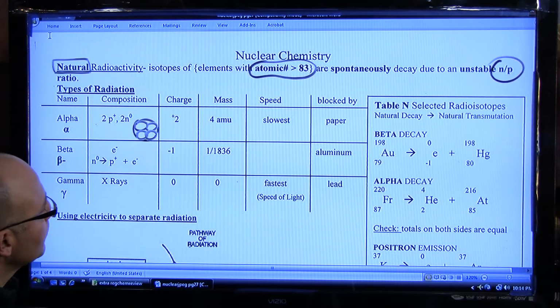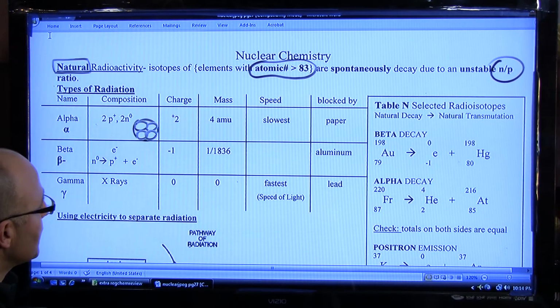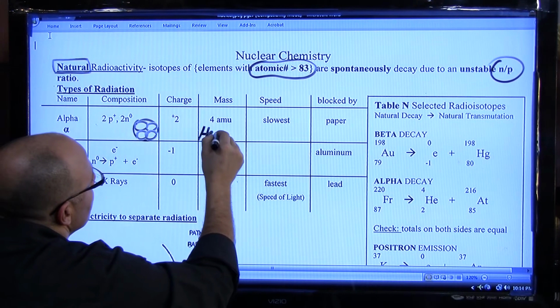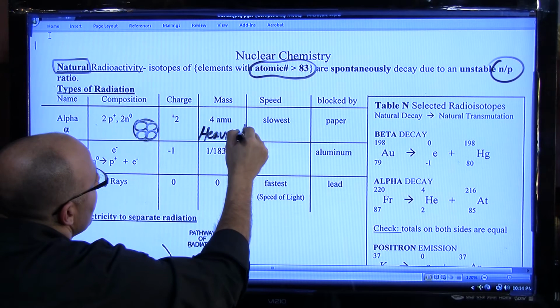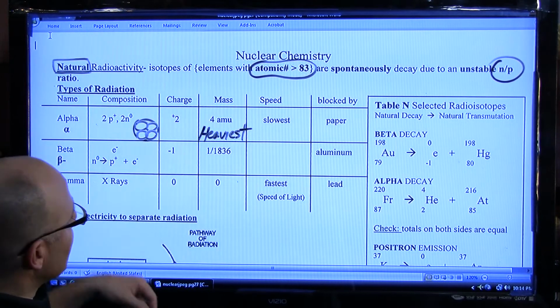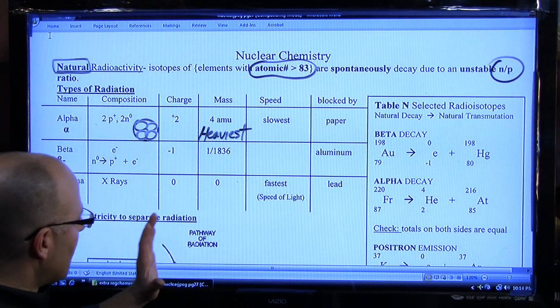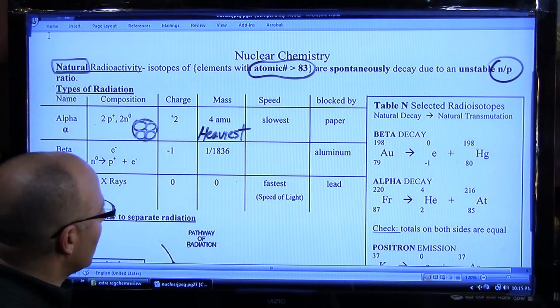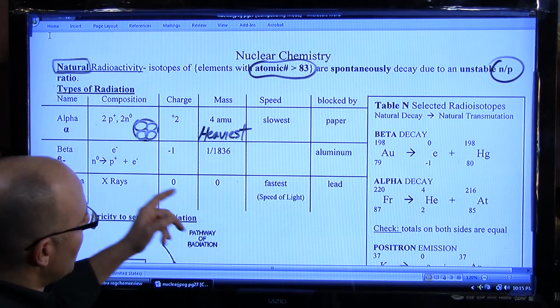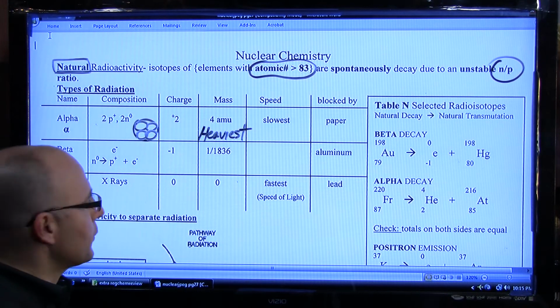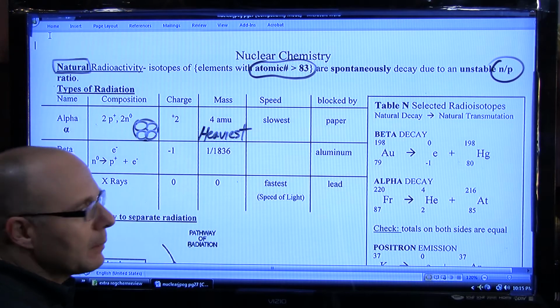And in terms of speed, the alpha particles, since they are the heaviest, naturally will be the slowest of the three types of radiation. And as far as keeping yourself protected from alpha particles, you should remember that alpha particles are blocked by a piece of paper, so they have very little ability to penetrate.